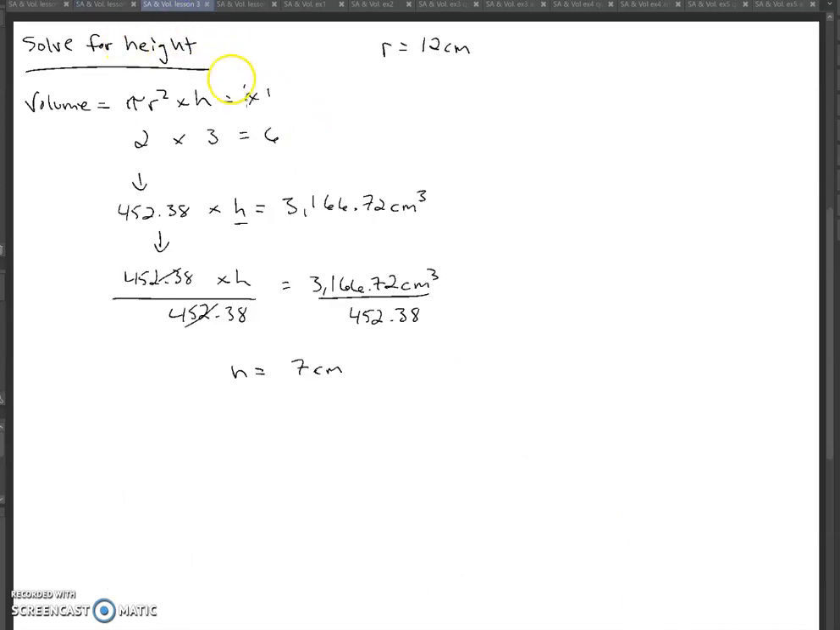So if we want to solve for the height, as far as volume is concerned, we got a radius of 12 centimeters.